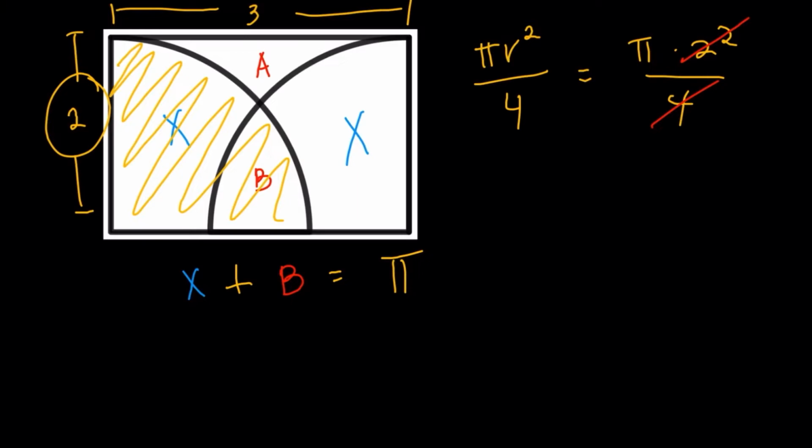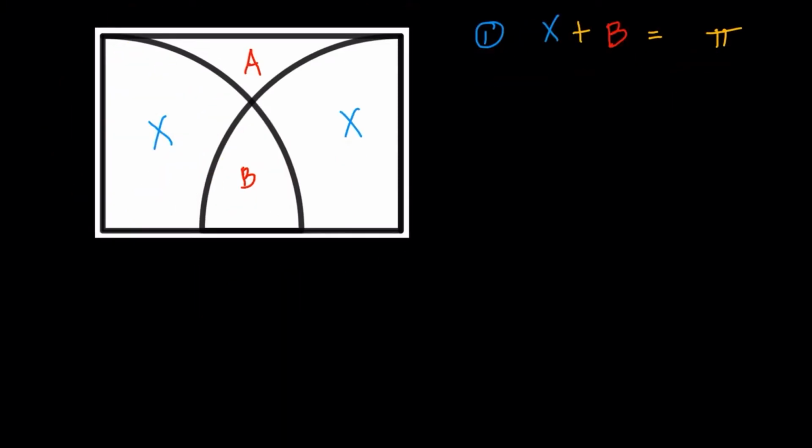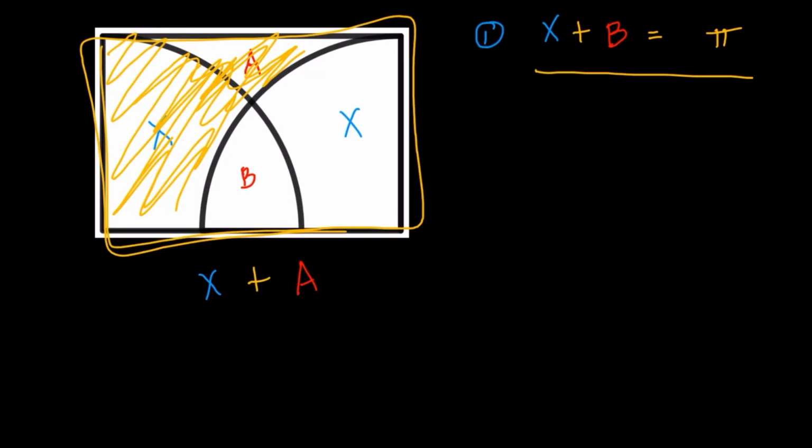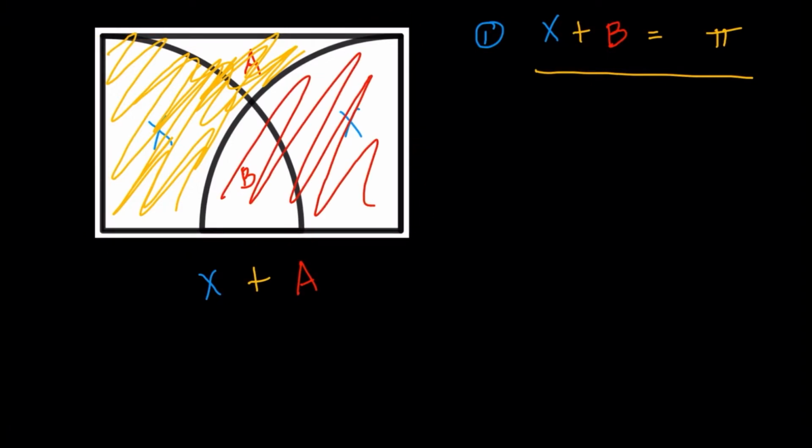And let's try to now focus on A. So aside from X plus B having area pi, let's try to combine X and A, forming this region over here. All right, so we can represent this region as the entire rectangle minus a quarter circle. So X plus A would be the entire rectangle, right? The entire rectangle. And then we just kind of subtract this area, which is a quarter circle.